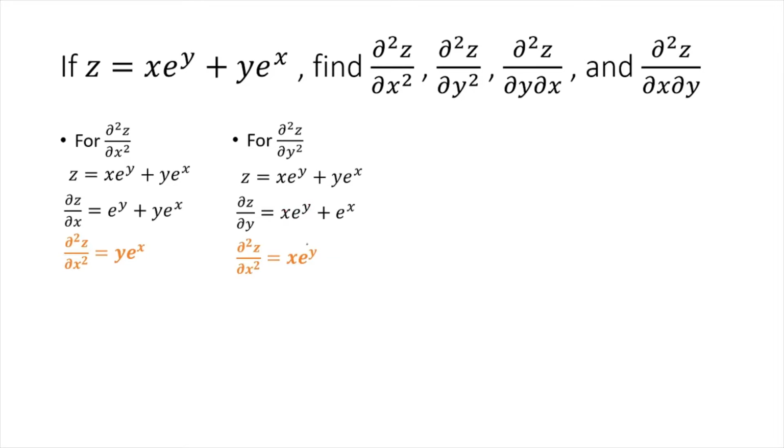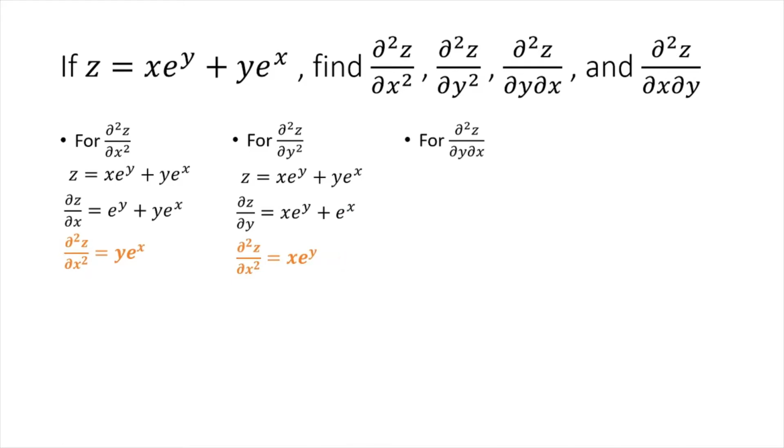So e raised to y times x for the first term. And then the second term, we have here e raised to x. Since x is constant, e raised to x is constant. Then the derivative of e raised to x with respect to y is 0.